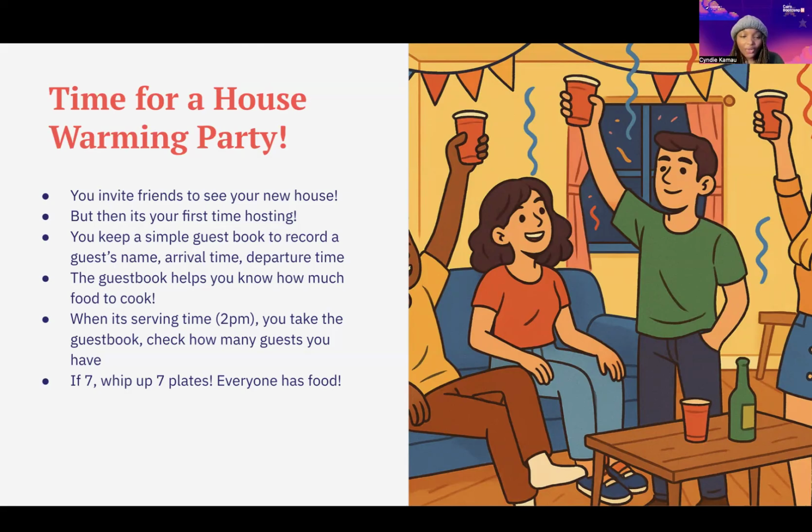Okay. So you take the guest book, because let's say there are some guests who come in and then they have to dash somewhere and then they leave, etc, etc, and you've recorded that. So you get your guest book and then you count how many people at this point in time, at 2 p.m., how many people do I have in my house? So if I have like 7, 8, 9 people, I can whip up, let's say, nine plates, and then I can serve 9 people, right? If I have 10 people, I can serve 10 people, etc, etc. You get the gist, right?